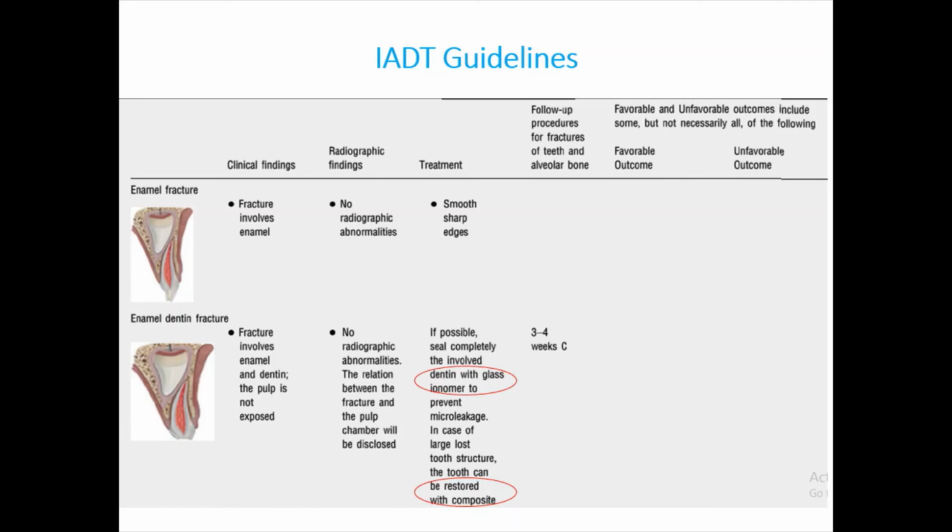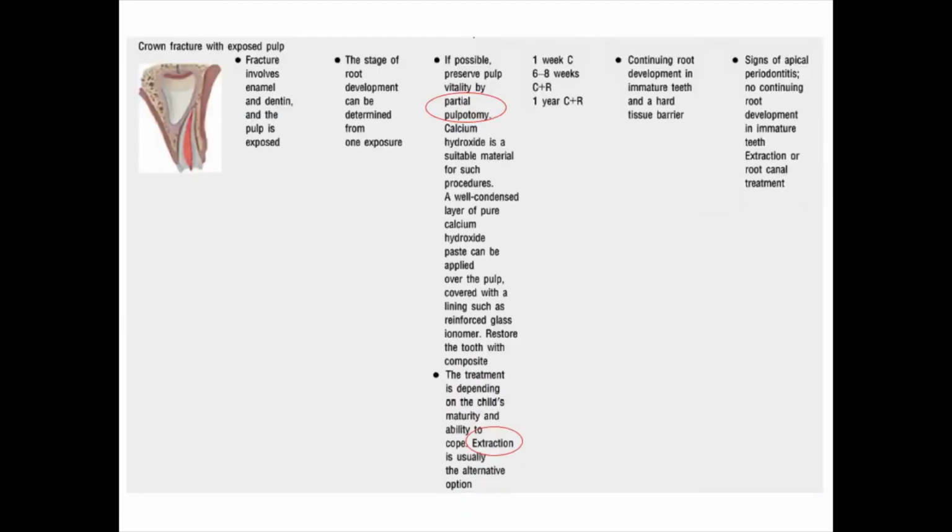And if a large area of tooth structure is lost, we need to restore it with a composite restoration. If the crown fracture is with exposed pulp, that means a fracture involving enamel, dentine and pulp is exposed, we need to take a radiograph to determine the stage of root development and the exposure. Then we have to preserve the pulp vitality by partial pulpotomy. So calcium hydroxide can be placed on the tooth surface, after which it can be covered with a glass ionomer and restored with a composite. Depending upon the child's maturity, if the child is cooperating, we can do the treatment, that is partial pulpotomy, and if the child is not cooperating, then extraction is the best alternative that we can do.